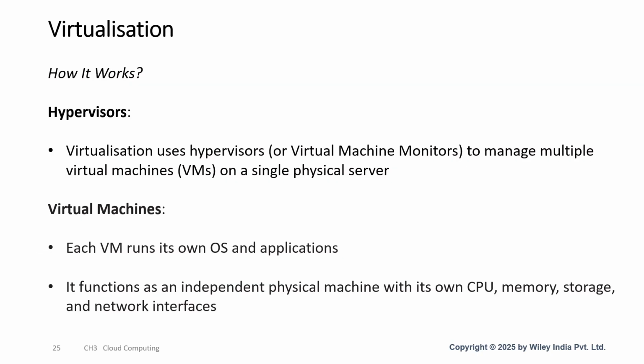Now, what are hypervisors? Virtualization uses hypervisors, or virtual machine monitors. From the name you can tell, they are monitors, virtual machine monitors, and their purpose is to manage. Now we have virtual machines, so we need a monitor to monitor them. That is the job of hypervisors. Then each virtual machine runs its own operating system and applications. It functions as an independent physical machine, having its own CPU, memory, storage, and network interfaces.